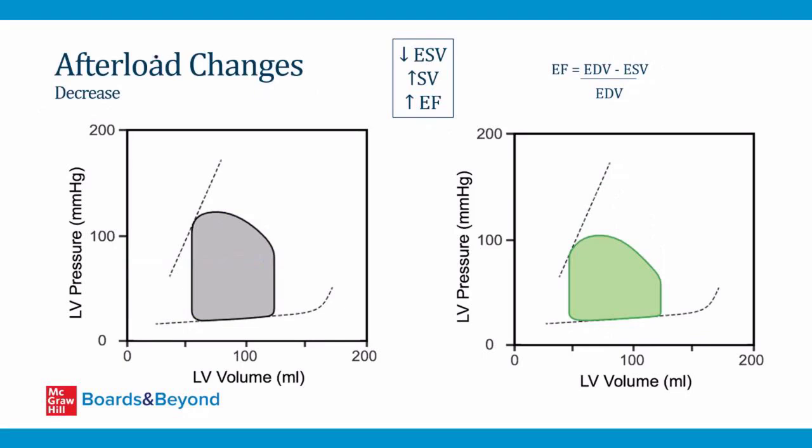And then here on this slide are the changes that occur when you decrease afterload. It's the opposite of everything we talked about on the last slide. Instead of the pressure volume loop getting narrower, it gets wider, and that's because stroke volume is going up.